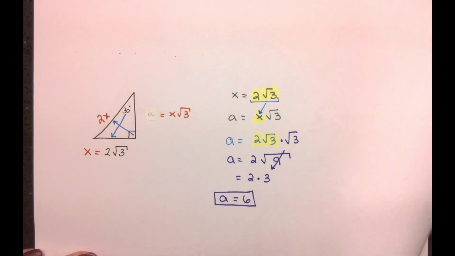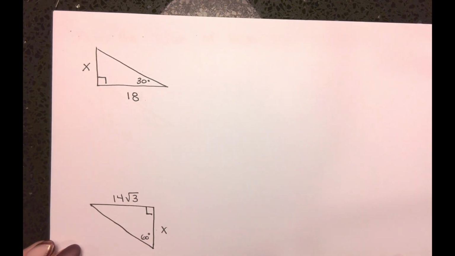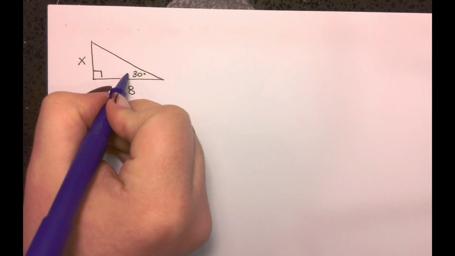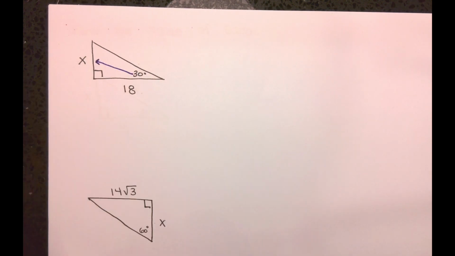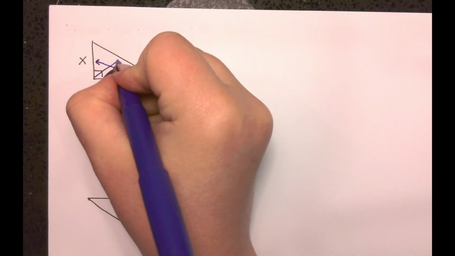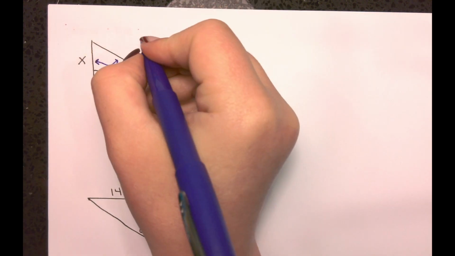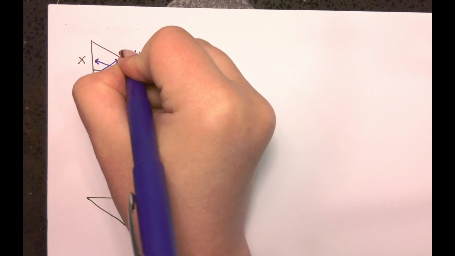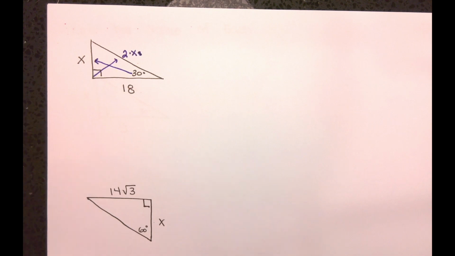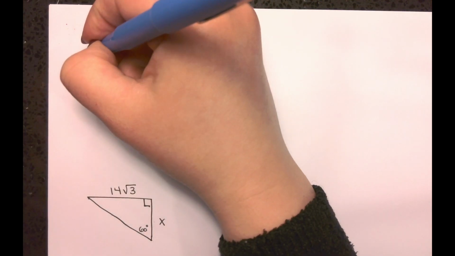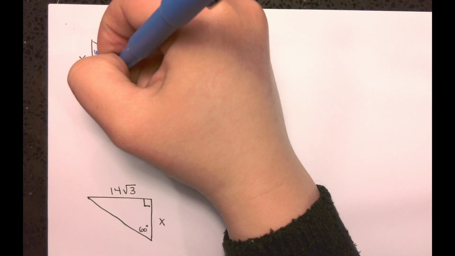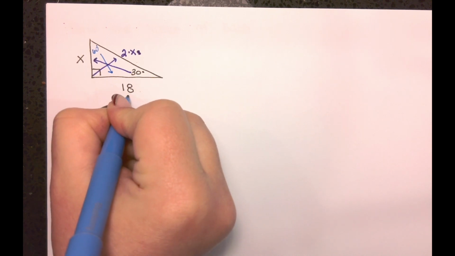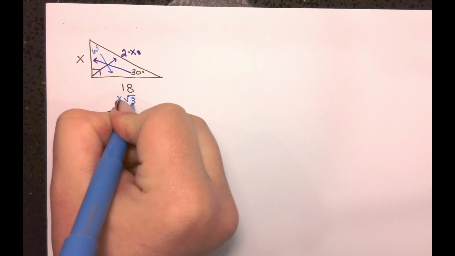Okay, let's do some more examples. Okay, across the street is your X, which already is X, so I'm going to keep it. Across the street from 90 is your X. Oh, I almost messed up. It's 2X. And across the street from your 60 is your X root 3.